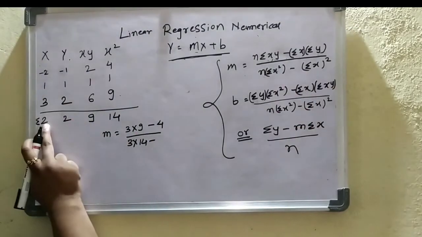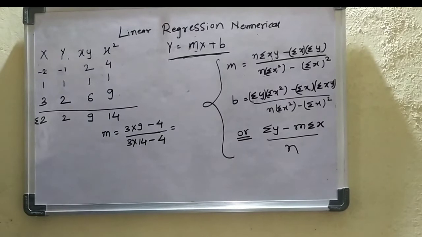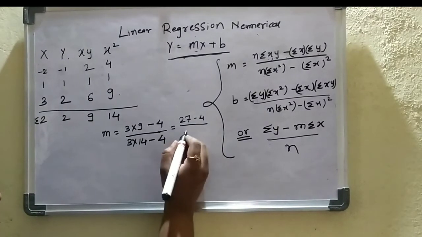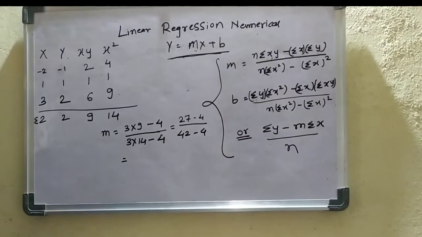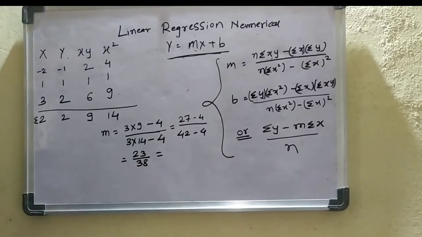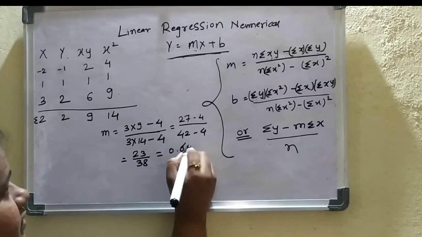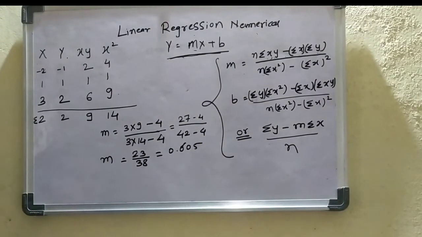Now we will do the calculation. As we know, 9 into 3 is 27 minus 4, and downside we will get 42 minus 4. After solving this, we get the value of m as 23 divided by 38, which is approximately 0.605. So this is the value of m that we get from the numerical. This is the slope, which is the m value.